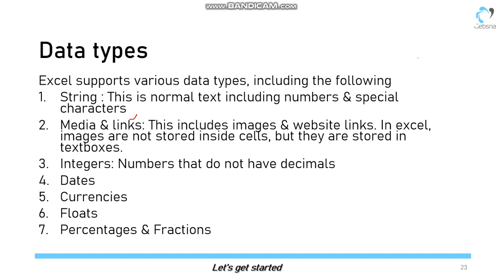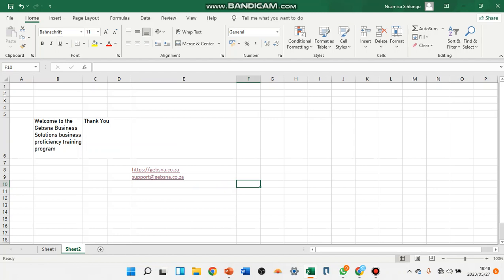So then integers: these are numbers which do not have decimals. For example, if I type 1, it's going to display as a different kind of data type. This is what I'm trying to explain to you. If you type text, let's say for example A, it's going to be aligned to the left in the cell. But if it's an integer, this 1, it's aligned to the right in the cell.